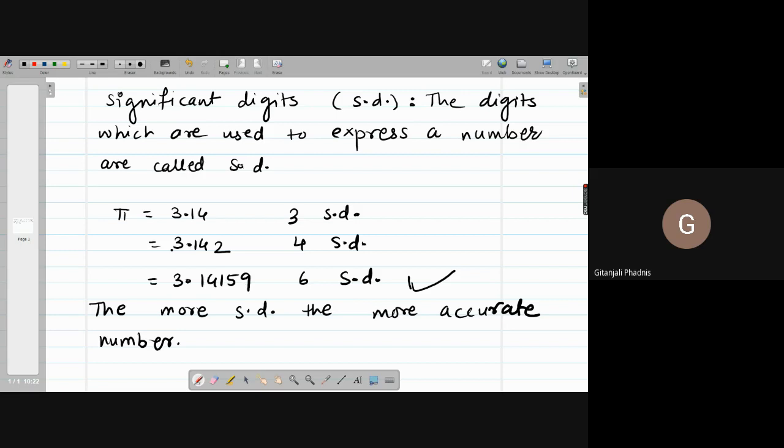Can you see what I'm writing, girls? Yes, ma'am.